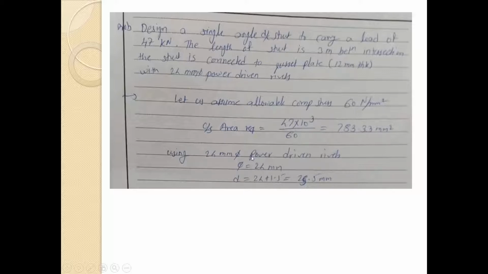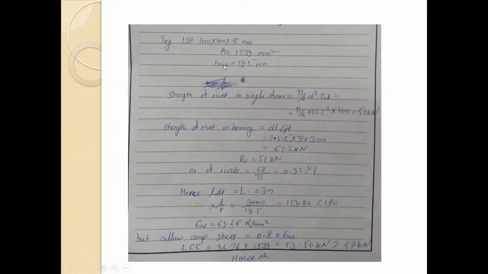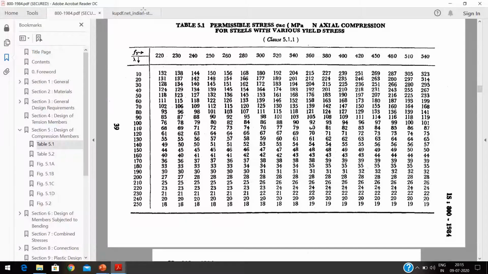So using 24 mm power driven rivets. So phi is 24. So nominal diameter plus 1.5, that is the gross diameter. So we are getting here 25.5 mm. So we'll try the first section over here, that is 100 by 8. You can try a different section also.